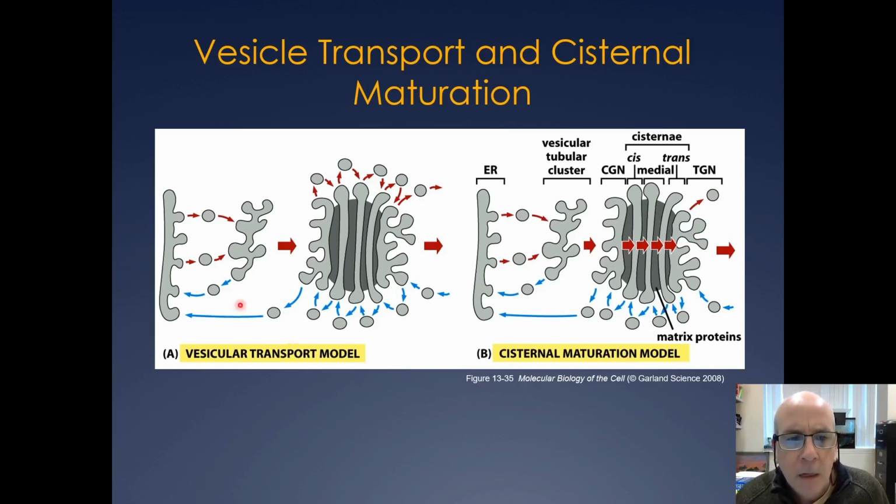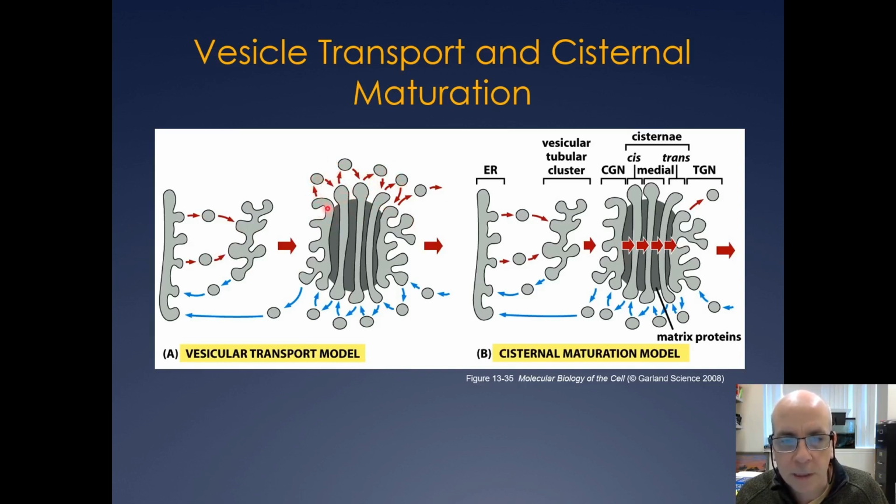Okay? So the vesicle transport model says the Golgi stacks are incredibly static. The cis is always the cis, the medial is always the medial, and the trans is always the trans. So you have your cis, medial, and trans Golgi, and those are static. What you have are vesicles that bud off and fuse, and in between these individual stacks, you have bidirectional transport where each vesicle is budding off and fusing with the next.